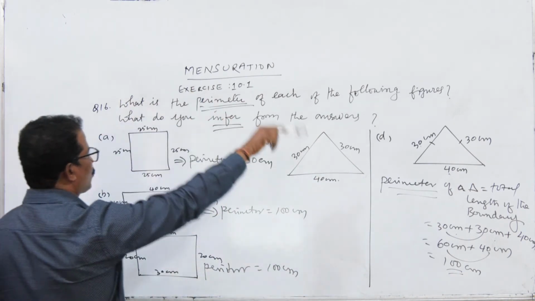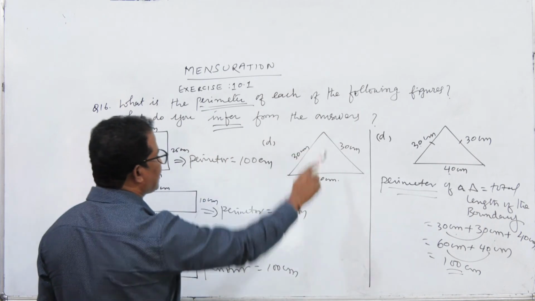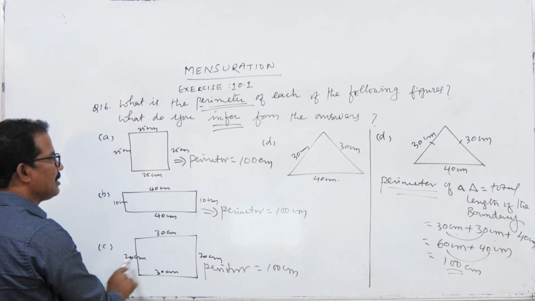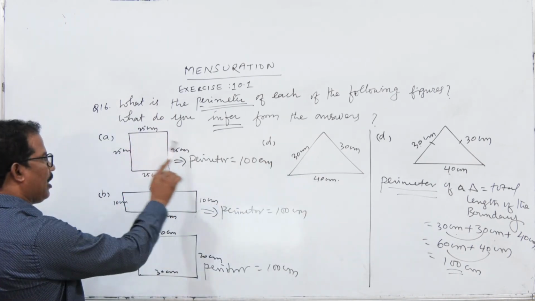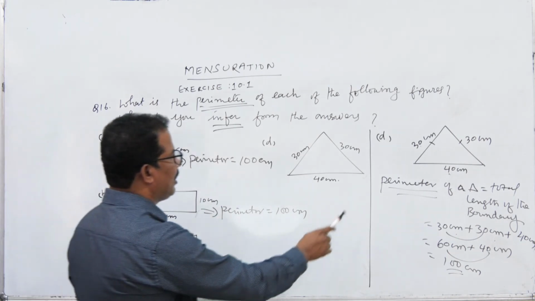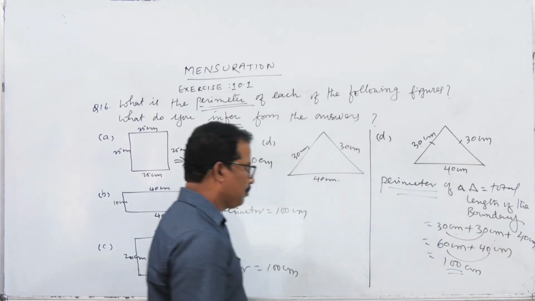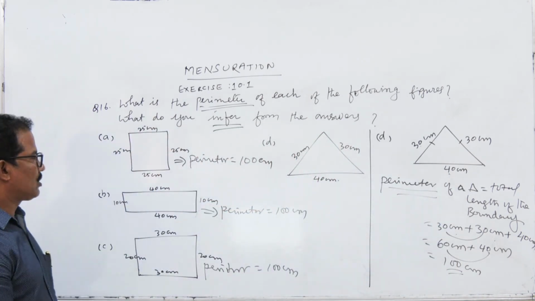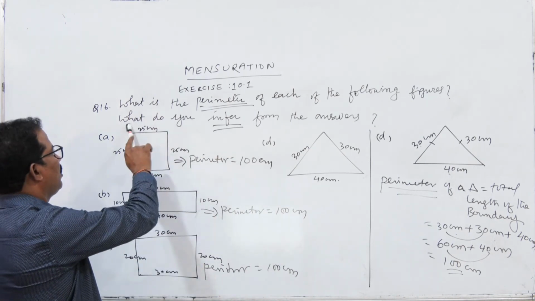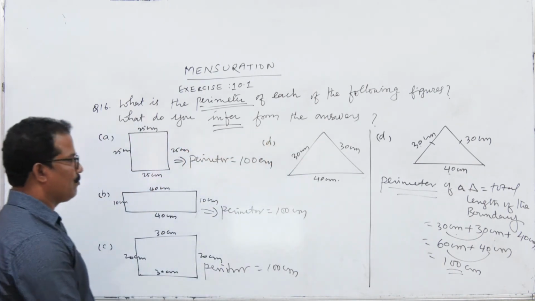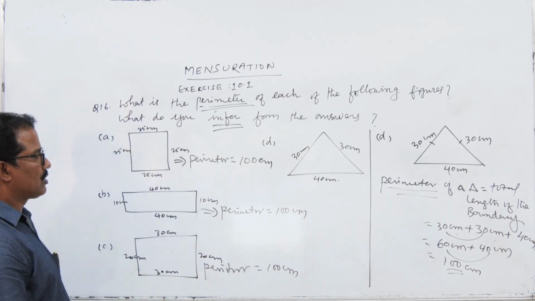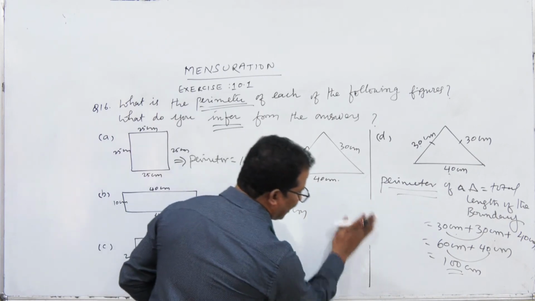So the second part of this question is what? What do you infer from the answer? From the answers of all the four figures, that is question A, B, C, D, we got the perimeter of A also 100 centimeter, perimeter of B also 100 centimeter, perimeter of C also 100 centimeter, and the perimeter of D also 100 centimeter. That means from the given four questions, we got the same perimeter for all the four questions. So according to the second part of this question, what do you infer from the answer? The information we got from these four answers is that the perimeter of all the four questions or four diagrams is equal to the same only.